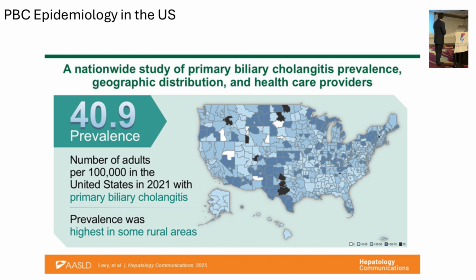What's interesting is if you look at this graph of the hot zones of PBC prevalence, it is slightly different than what we see in a global epidemic. In a global epidemic, we're seeing an increase in high development areas. But if you look at the picture here, the darker areas are the higher prevalence. We see it in mostly rural America, not concentrated in urban centers or centers that have tertiary referral hepatologists.